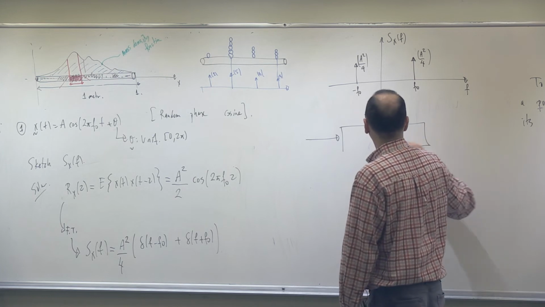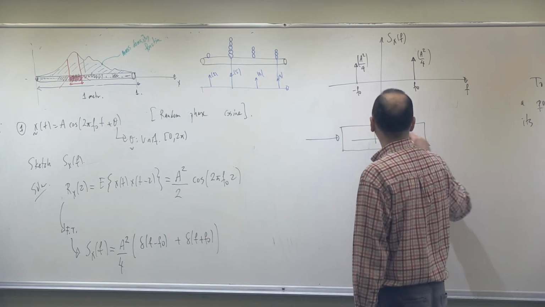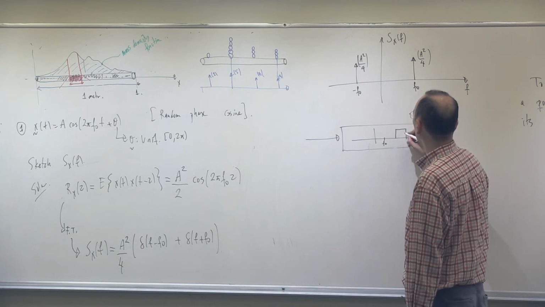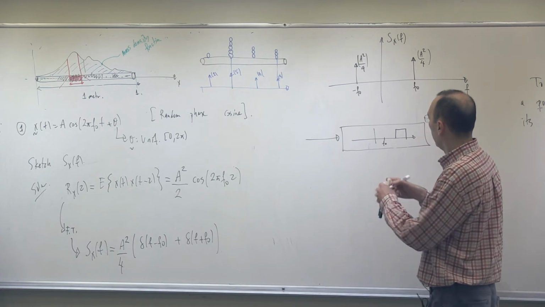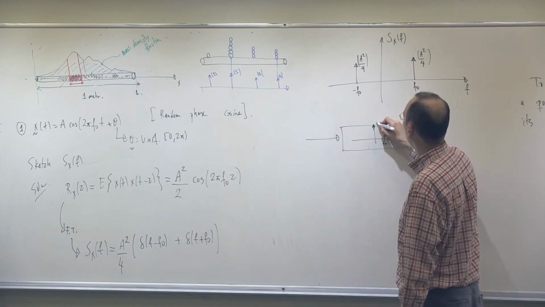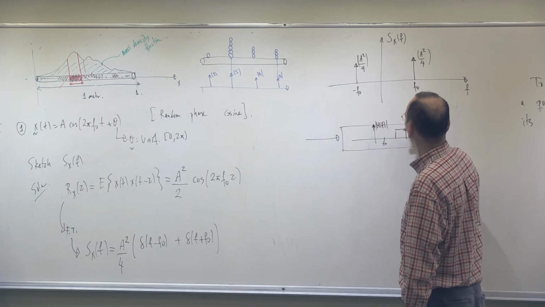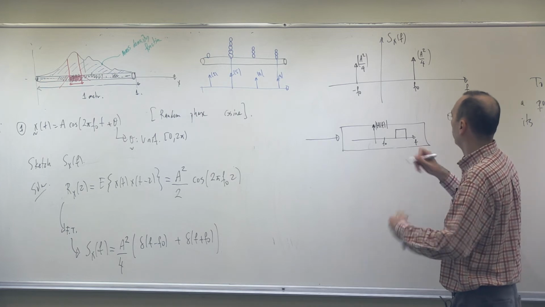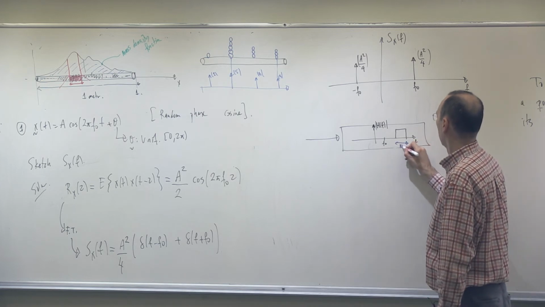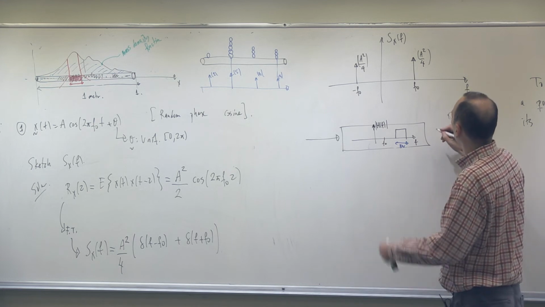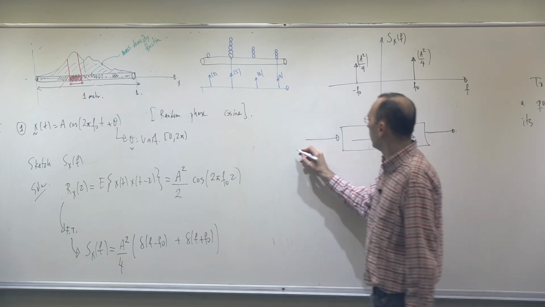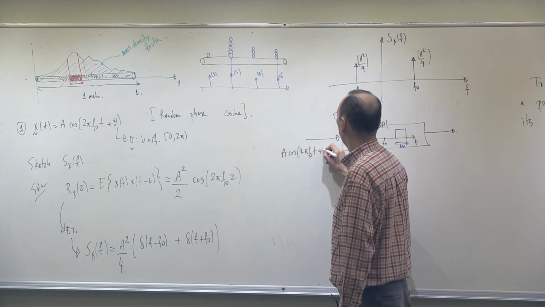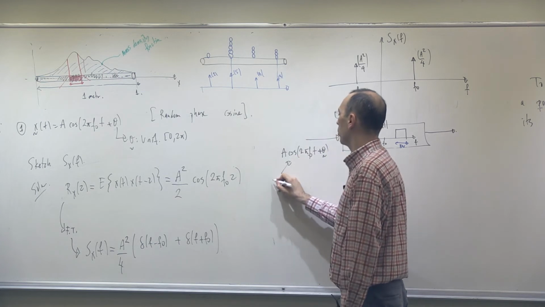Now, let's say that this f naught is over here, and I have a bandpass filter over here. Again, this is my filter's magnitude spectrum. So this is the bandwidth of the filter. This is A cosine 2 pi f naught t plus this. So this is a random phase cosine.